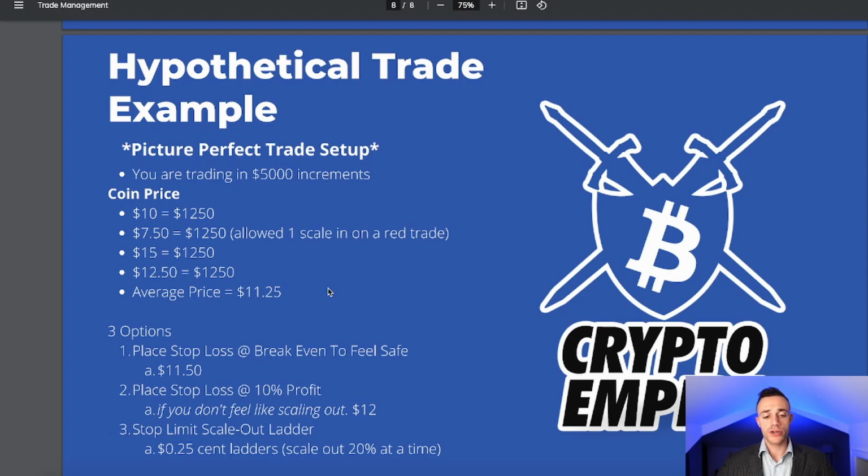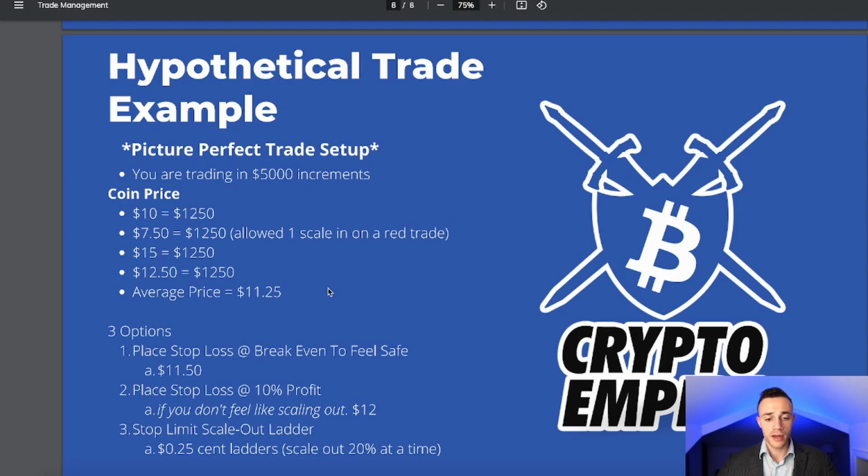From this point onwards, you have three options. Option number one is you can place your stop loss at break even to feel safe. So let's say you don't feel like utilizing the stop limit ladder method. You just want to put your stop loss at break even and just let it do its thing. Our average entry price is $11.25, so we put the stop loss order just above our average price. So we cover the trading fees and we can get stopped out and it's no loss to us. And if it goes in the direction we want, it's a free trade. We get a profitable trade and we're happy. So that's option number one if you choose to do that.